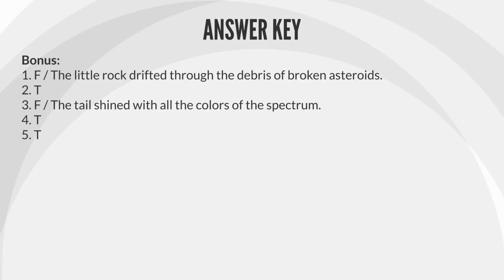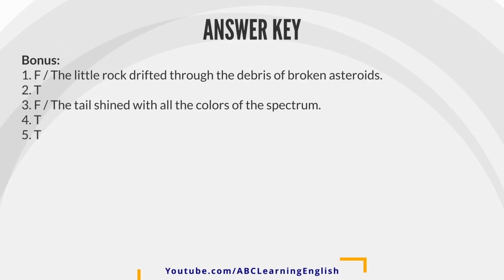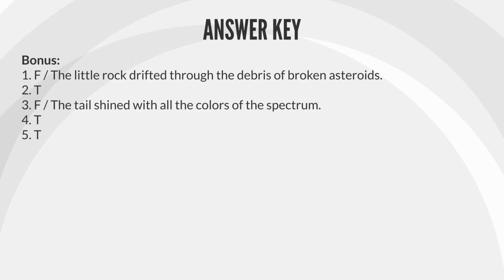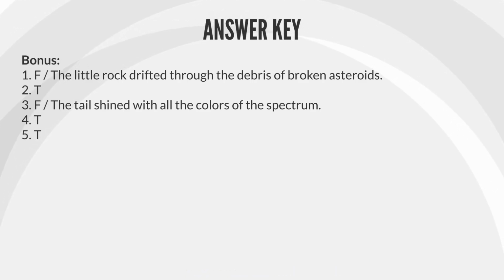Bonus. 1. F. The little rock drifted through the debris of broken asteroids. 2. T. 3. F. The tail shined with all the colors of the spectrum. 4. T. 5. T.